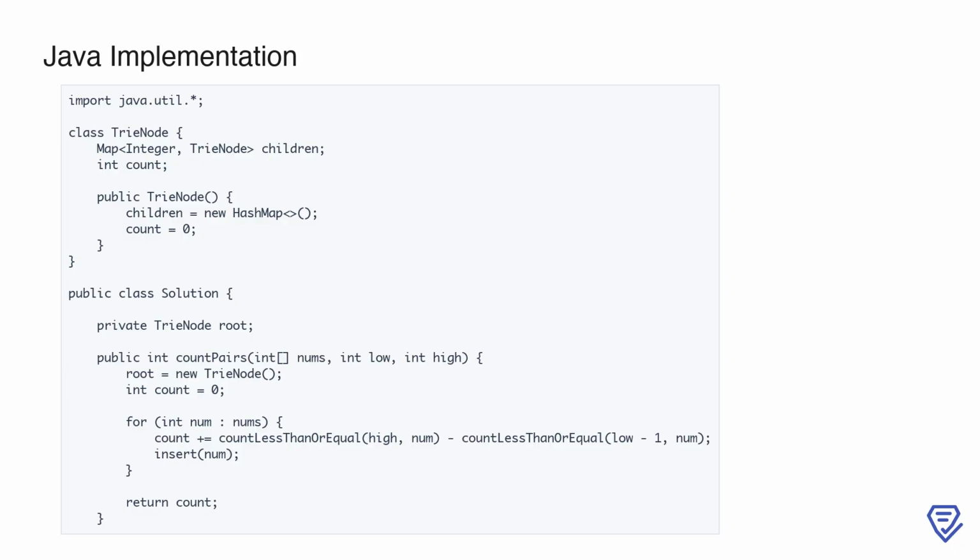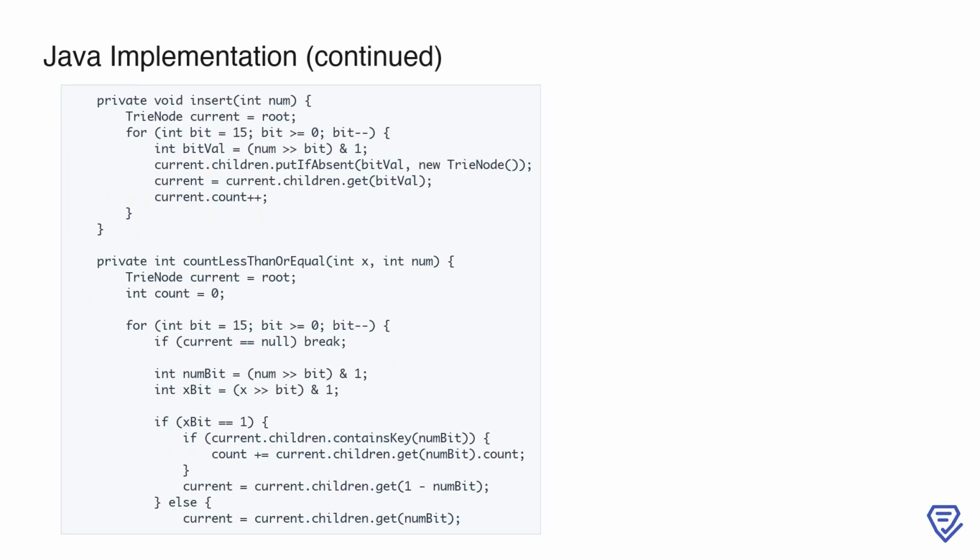Then, for each number in the array, we compute the count of numbers that, when XORed with this number, fall below high, and subtract those that fall below low 1. This difference gives the count of pairs within the range for that number. After calculating this, we insert the number into the tree for future comparisons. Finally, the total count is returned.